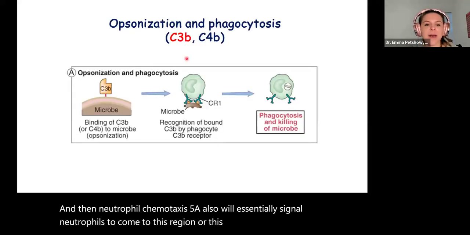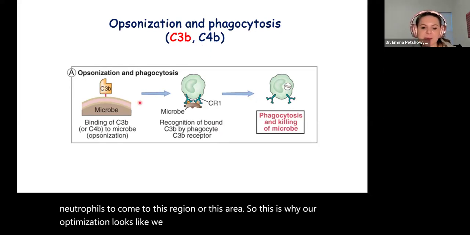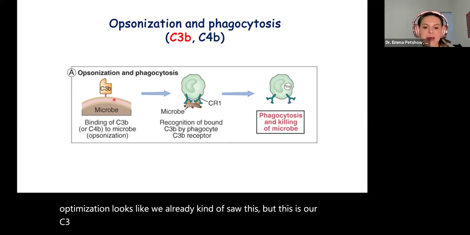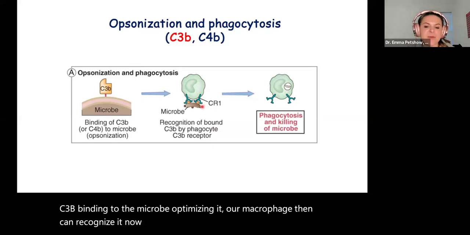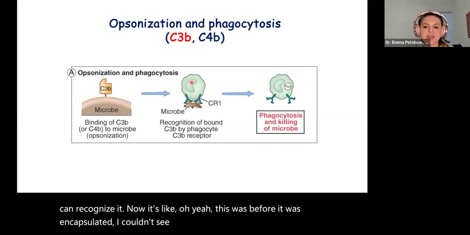So this is what our opsonization looks like. We already saw this, but this is our C3b binding to the microbe, opsonizing it. Our macrophage then can recognize it now. It's like, oh yep, before it was encapsulated, I couldn't see it, but now I can. And then it's able to phagocytose and kill the microbe.